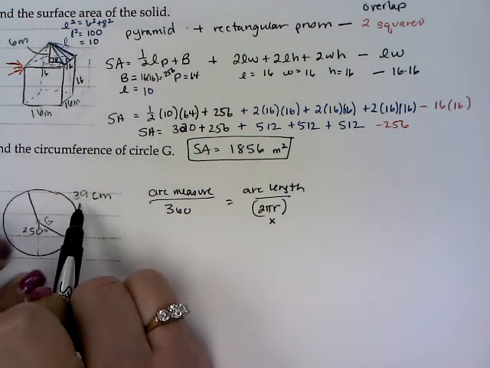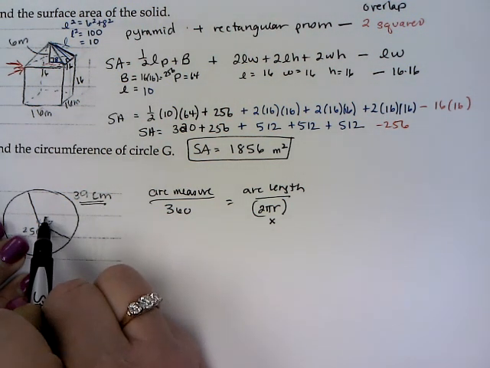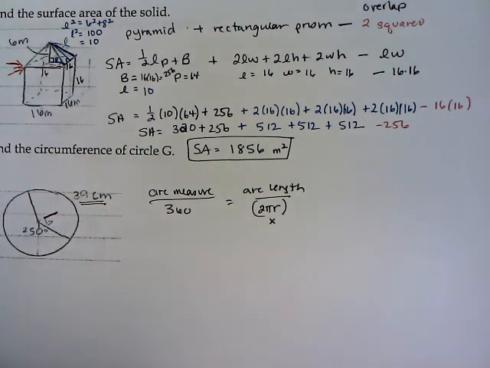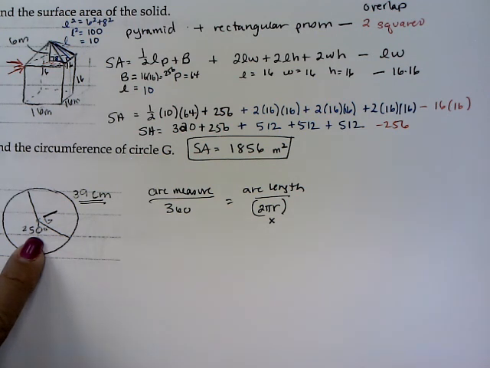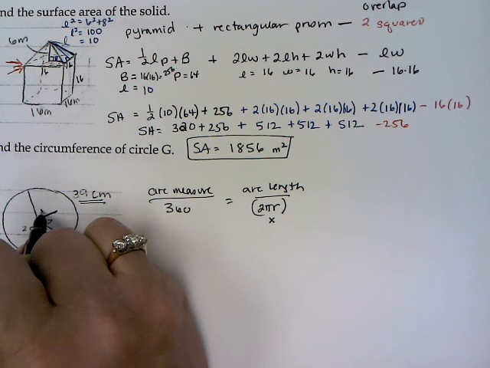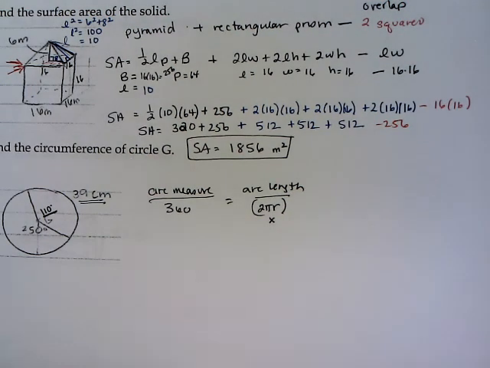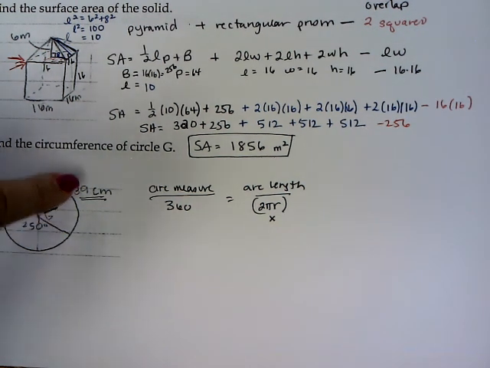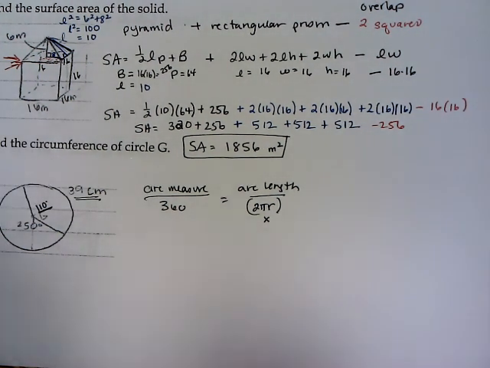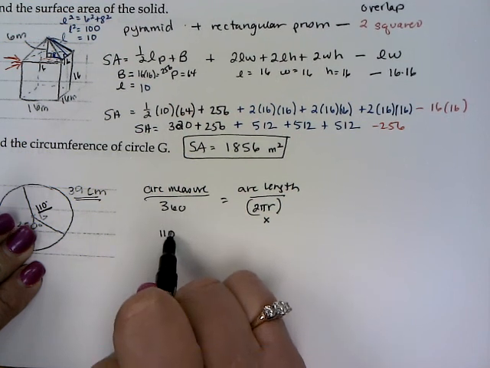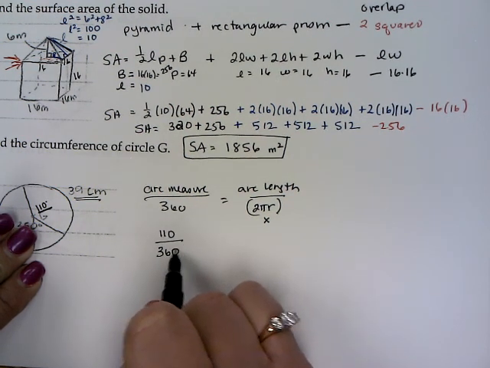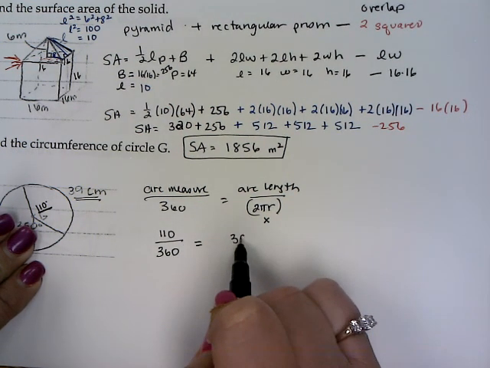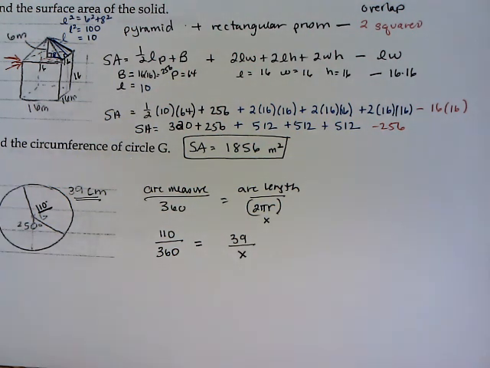Now, since this is the arc length, I need this arc measure to go with it because it's the central angle of the arc length, which means if this side is 250, then my arc measure for the other side is 110 degrees. That's the piece I have to use because it has to be the arc measure, then the arc length, to the whole thing. So the arc measure over 360 equals my arc length over my circumference.